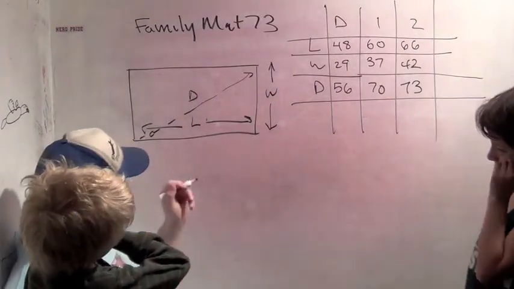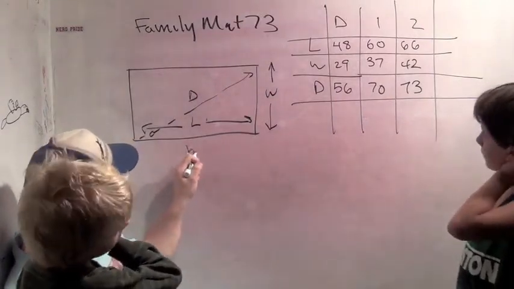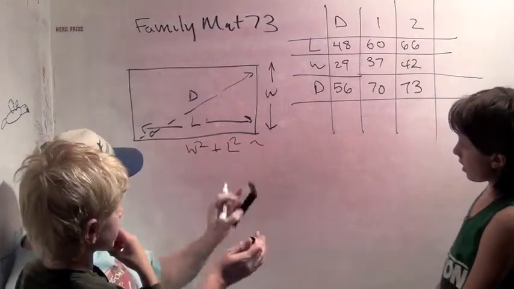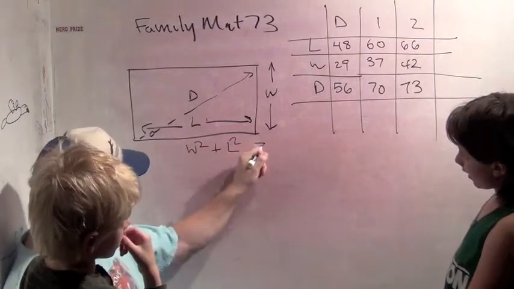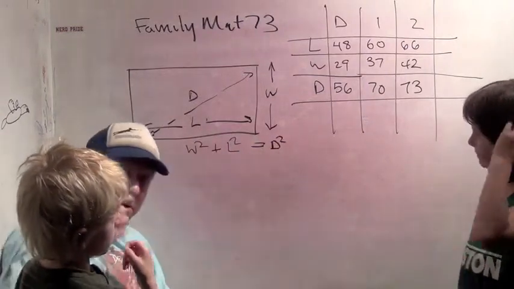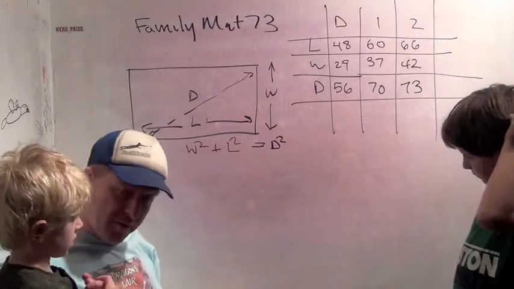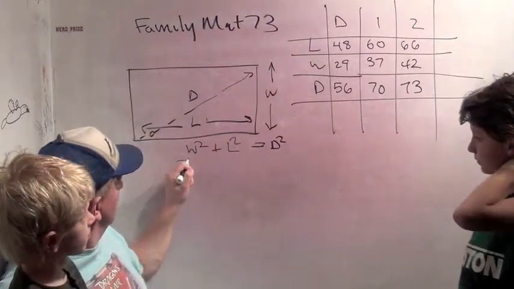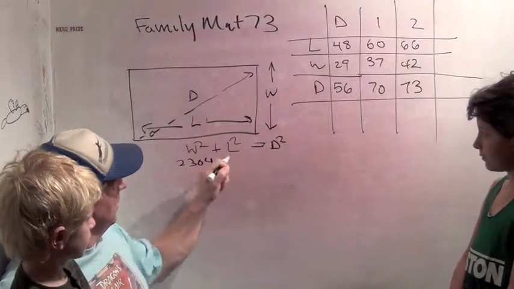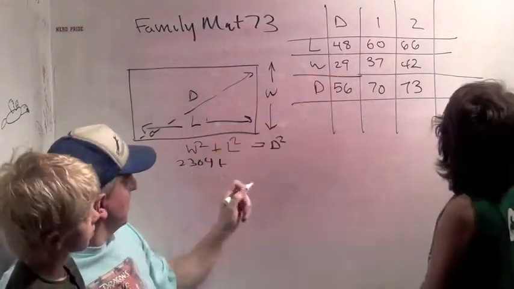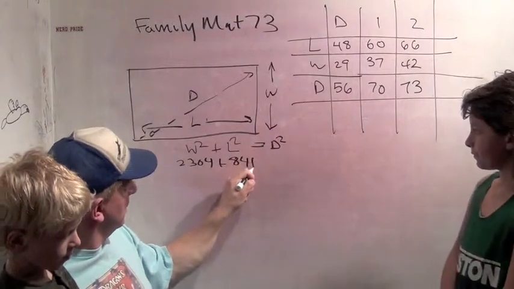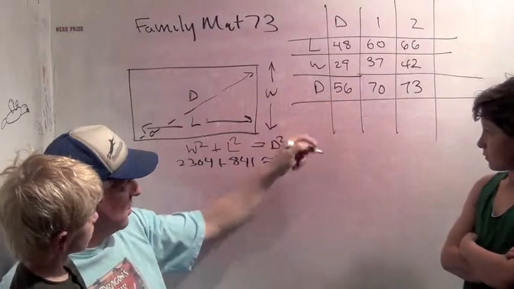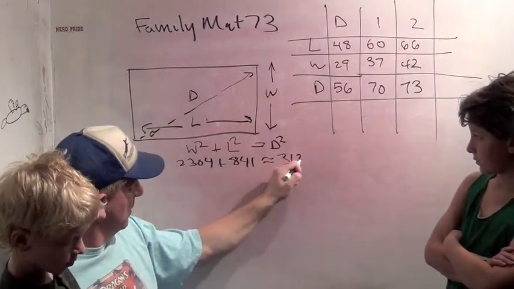Now, if we're going to look at the Pythagorean theorem, the width squared plus the length squared should be equal to the diagonal squared. It won't be perfect because our steps aren't quite perfect. But for me, I got 48 squared, which is 2304, plus the width squared, 29 squared, which is 841. Is this about equal to 56 squared, which is 3136?